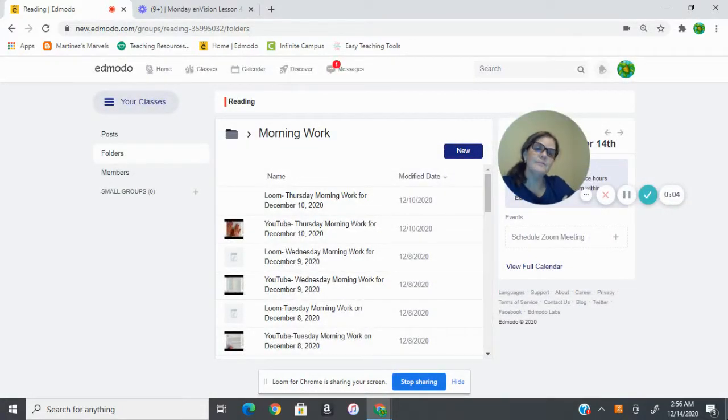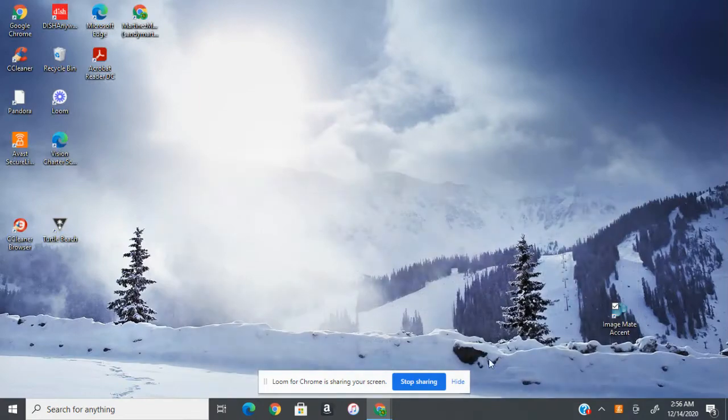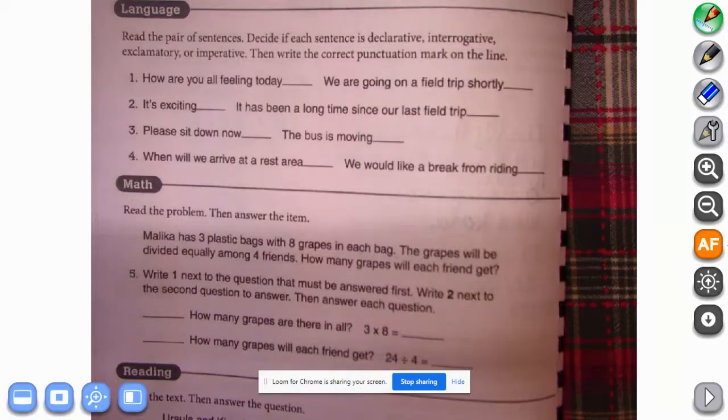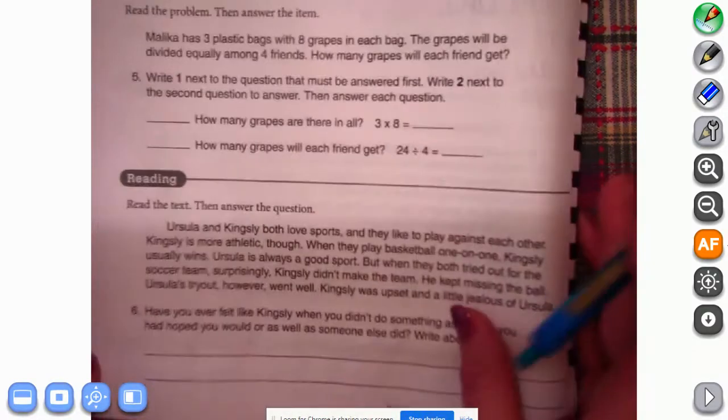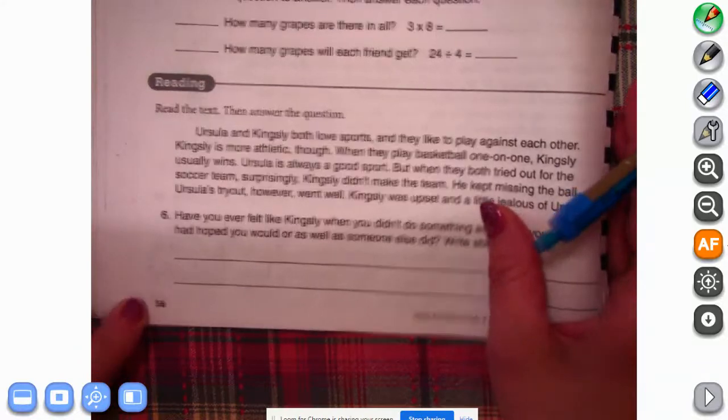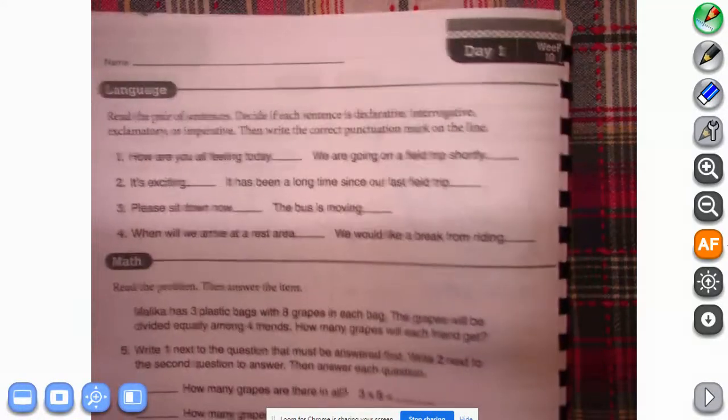So if you would please grab your morning workbook and turn to page 56. While you're turning to page 56, I'm going to go ahead and get our camera ready to go so we can see our work. All right, so on page 56 in our morning workbook, on the very top, it says language.